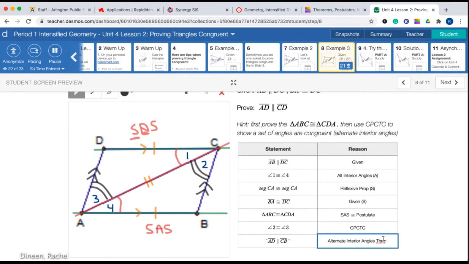All right, so to recap, we marked our given. We marked any additional information. We decided by what postulate we can prove the triangles are congruent. Then we started our proof. After we proved that the triangles are congruent, then all their corresponding parts are congruent. So that would make angle 3 congruent with angle 2. Okay, because of the alternate interior angles theorem, I can now prove that the two other lines or sides are parallel. All right, any questions on example 3 before you try one on your own?